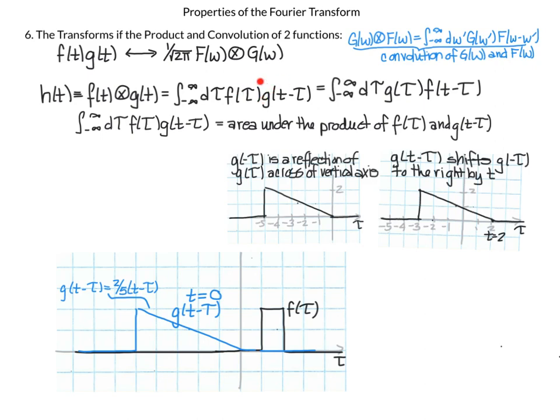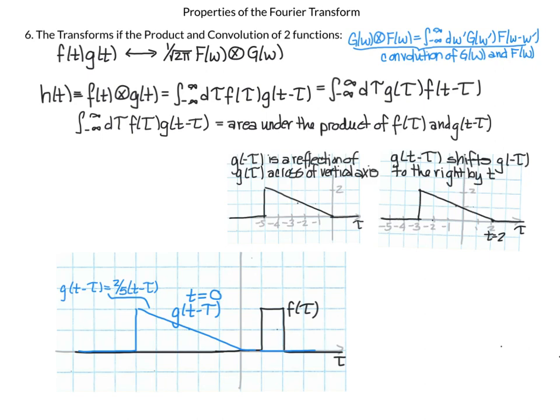And then I also said it doesn't matter which one gets the t minus tau versus tau. Here f has the t minus tau. Here g has the t minus tau. And we said that this integral could be interpreted as the area under the product of f of tau and g of tau. Also something to note, now our h of t is shifting our graph. So let's look here. This is our picture when t equals 0, and you can see there is no overlap of our triangle wave with our square wave here.